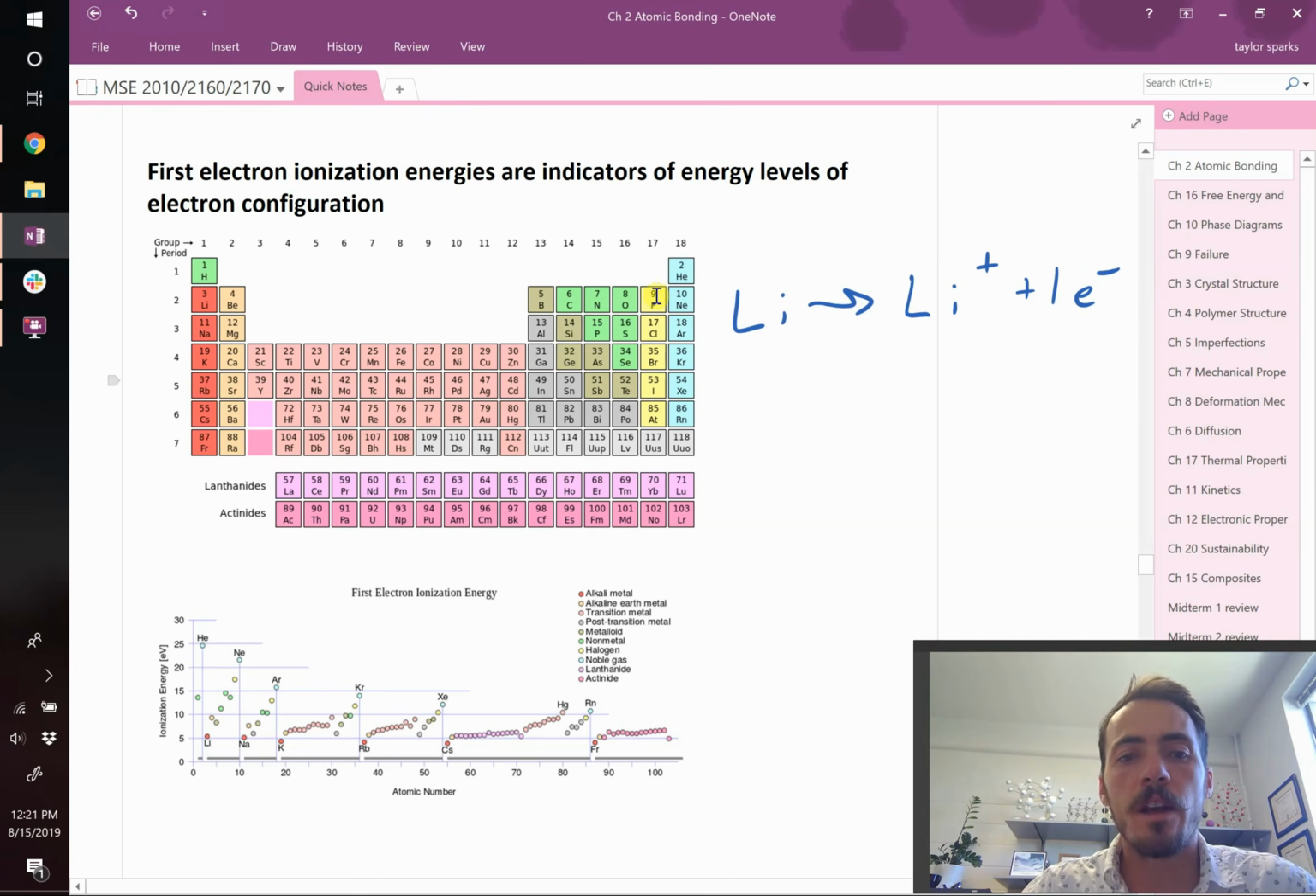So it has a very high cost. If you look at where fluorine is, right next to neon, neon costs the most. It's already completely happy. Try and take one of its electrons, and it's very upset. Fluorine's right next to it. It really doesn't want to lose it.